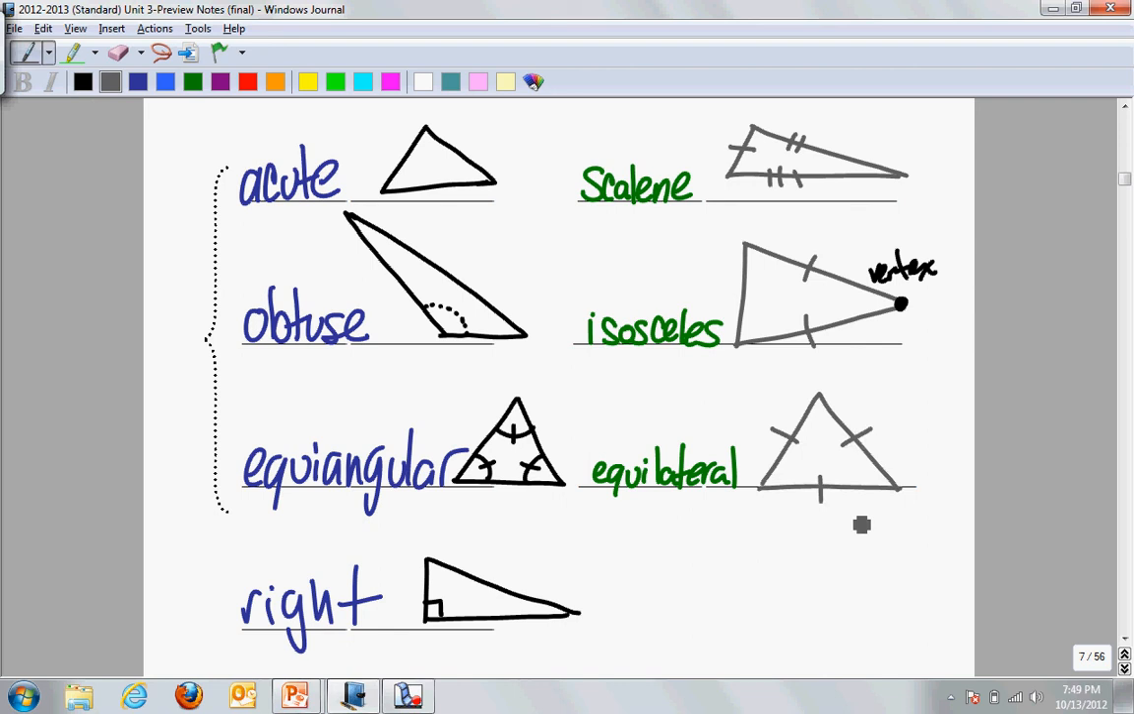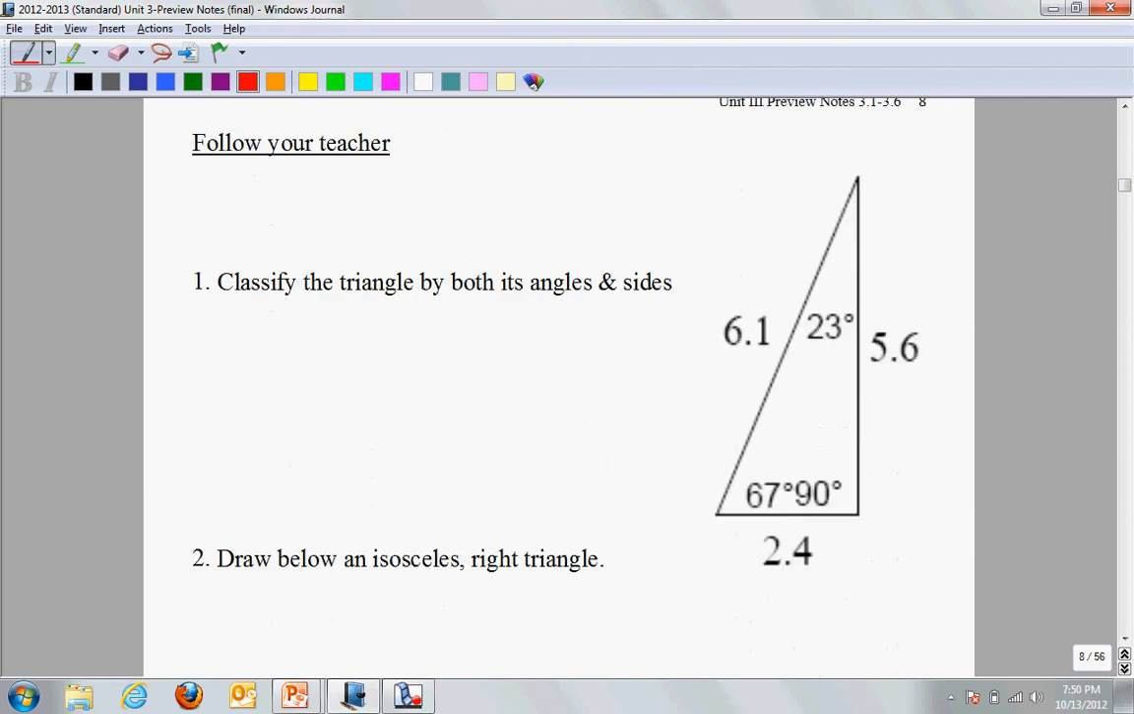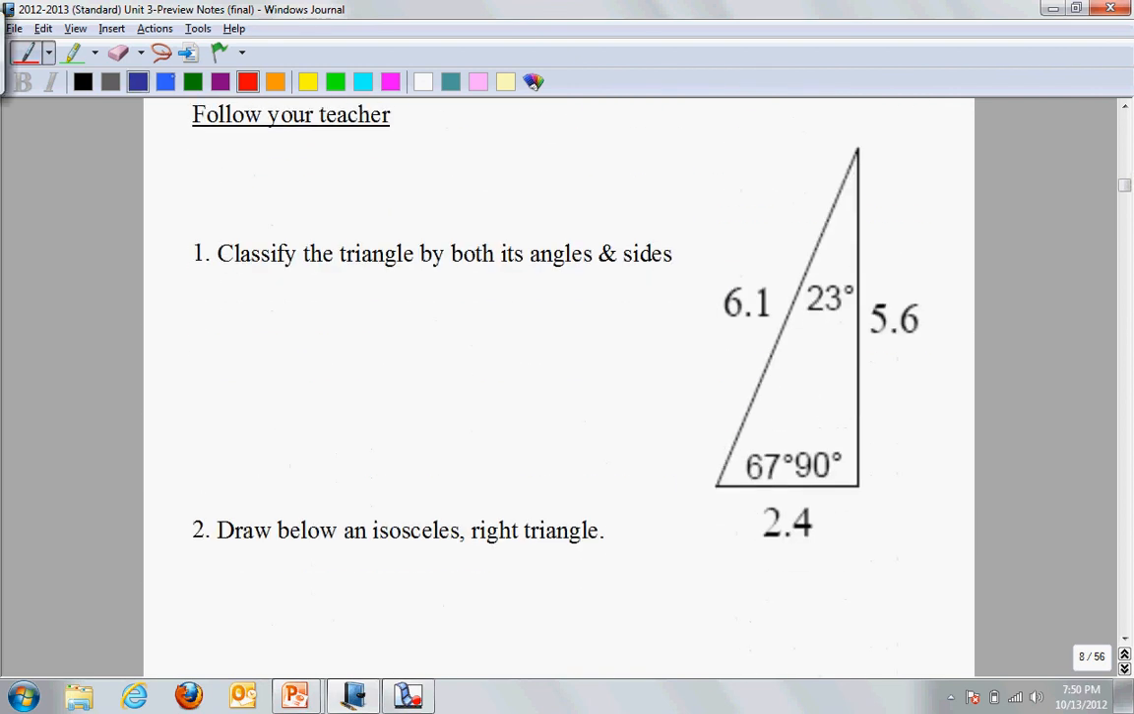Equilateral, of course, is where all three sides are equal. By this understanding, all equiangular triangles are automatically equilateral, and all equilateral triangles are also equiangular. Using these 7 classifications, let's do the following problems. We're going to classify these triangles both first by its angles and then by its sides.